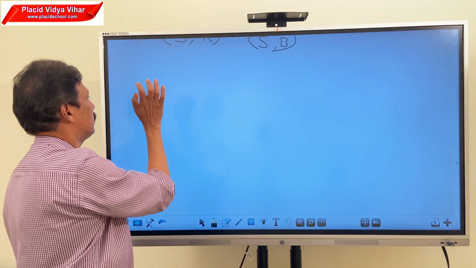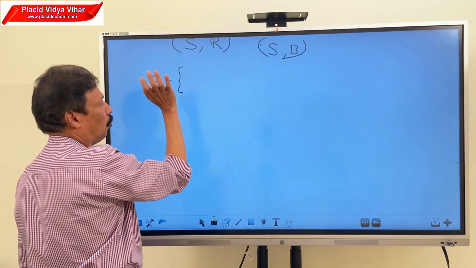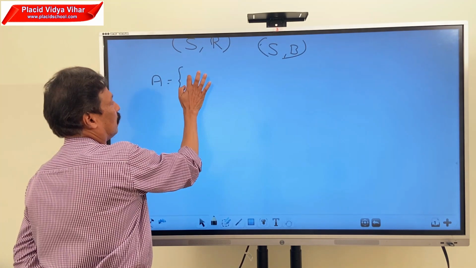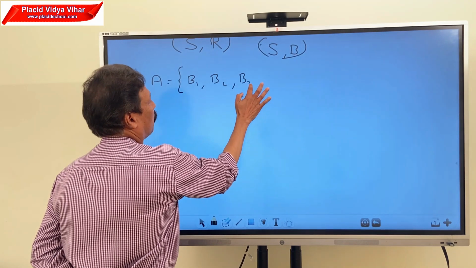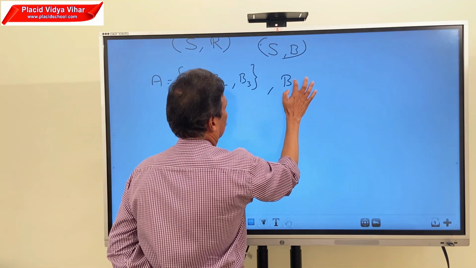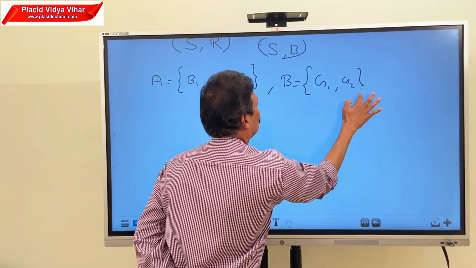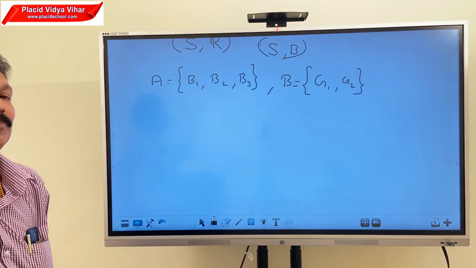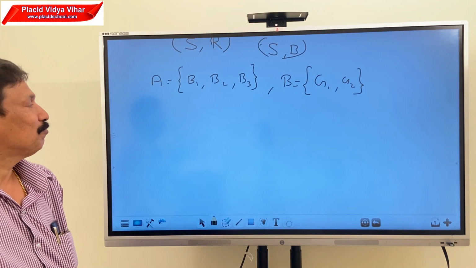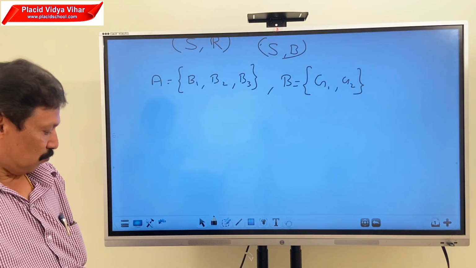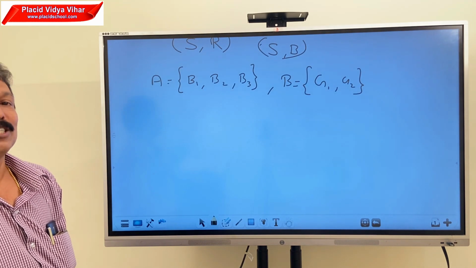Again, we consider another set A, that is a set of boys. A particular class contains 3 boys, B1, B2 and B3. And the second set B contains girls, G1 and G2. In a certain class, we assume there are 5 students, 3 boys and 2 girls. Now we consider a pair.